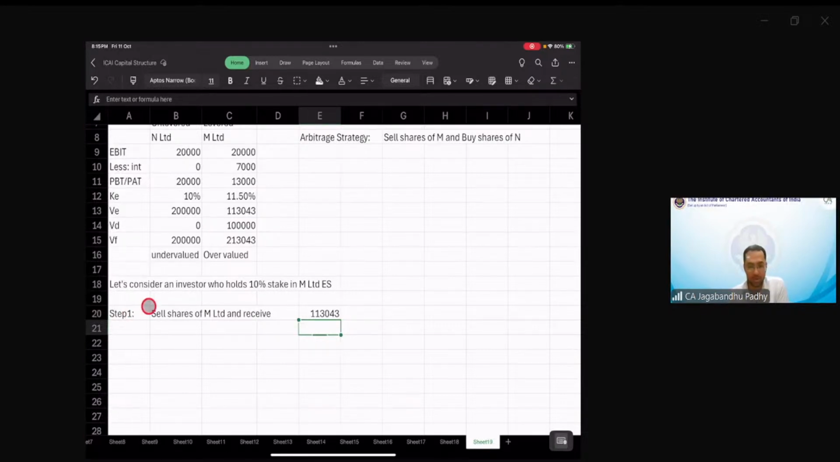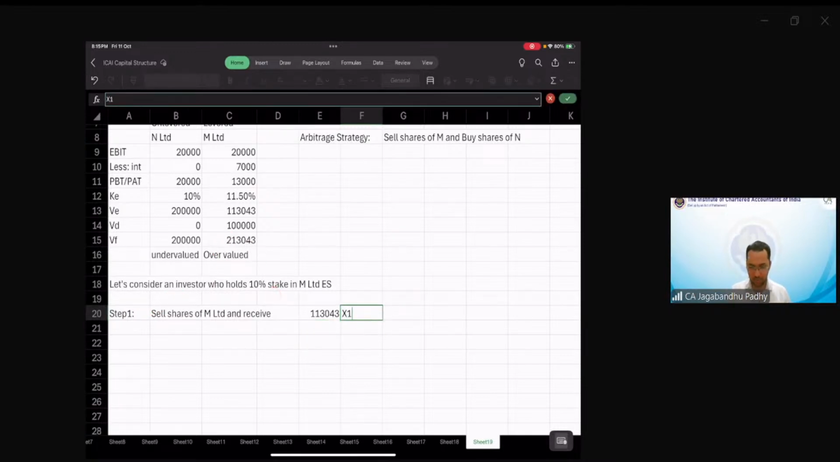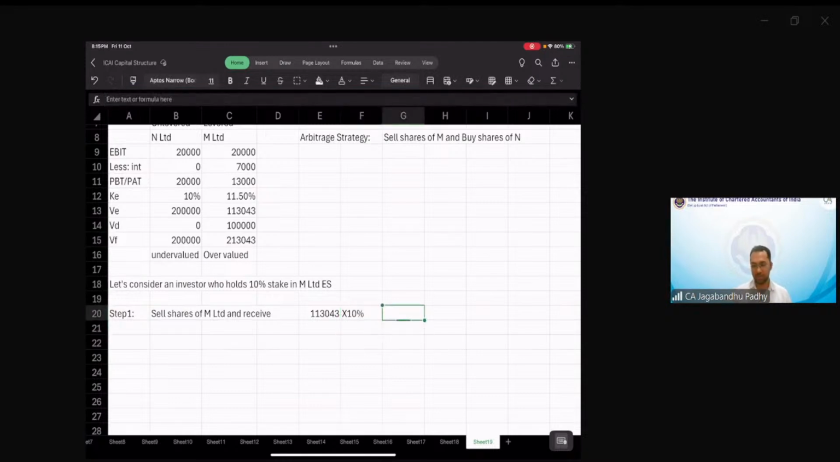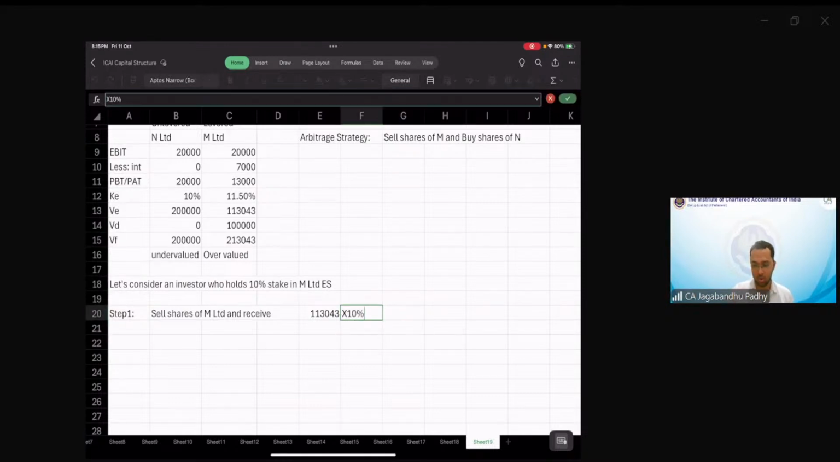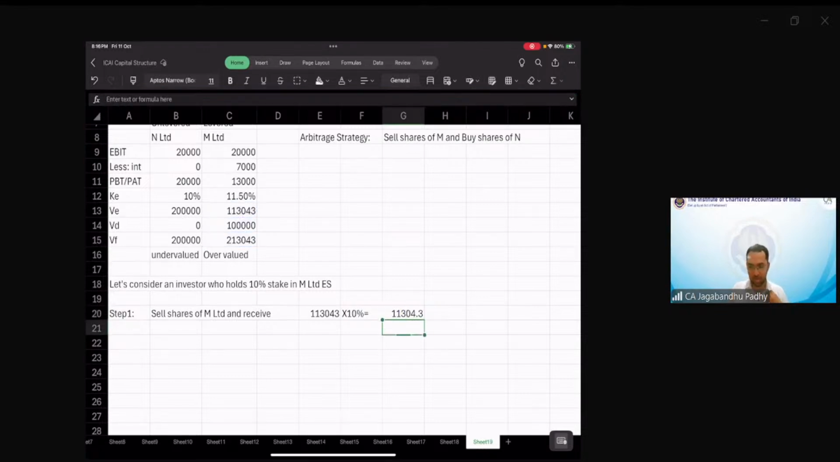Because you are an investor in M Limited, you are an equity shareholder. So this is the value. On that, of course, you will be receiving 10% because you are holding a 10% stake in it. This is like 1,13,043 into 10%. So 11,304 is the value of the shares that you are going to sell. So you are receiving this 11,304.